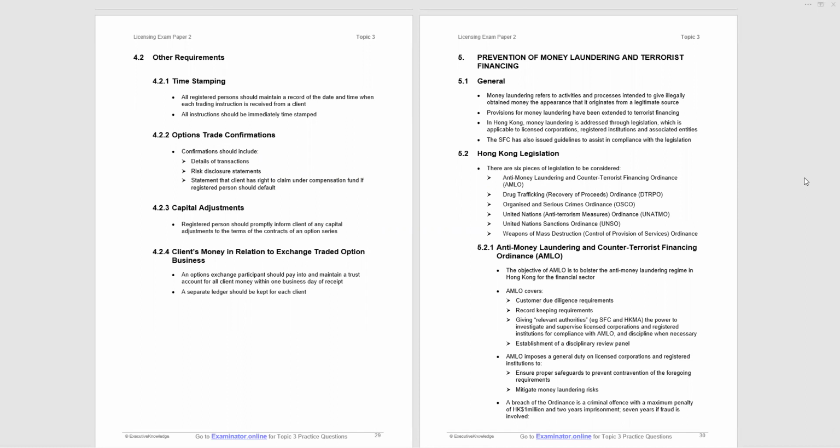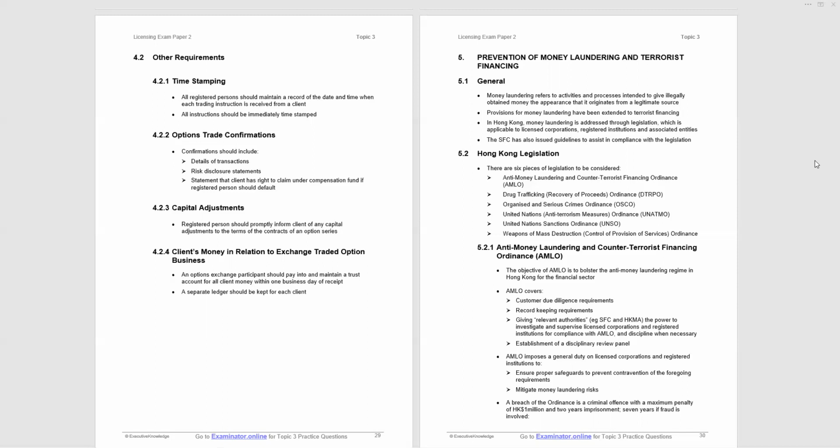I would refer back to 4.2.2, options trade confirmations. Now, this is not the agreement. This is a lot more granular. This is the confirmation of an options trade. And these confirmations should include details of the transaction, risk disclosure statements, fine. But this one sort of sticks out: a statement that the client has the right to claim under the compensation fund if the registered person should default. So you see that point not only under the client agreement, but also in the options trade confirmation. You may think this is all a bit nerdy, but we have seen these points examined and they are unique to paper 2, and that is why I'm highlighting them.